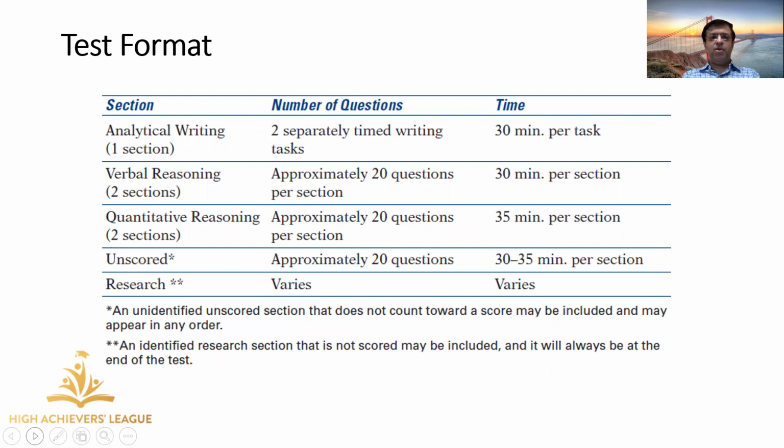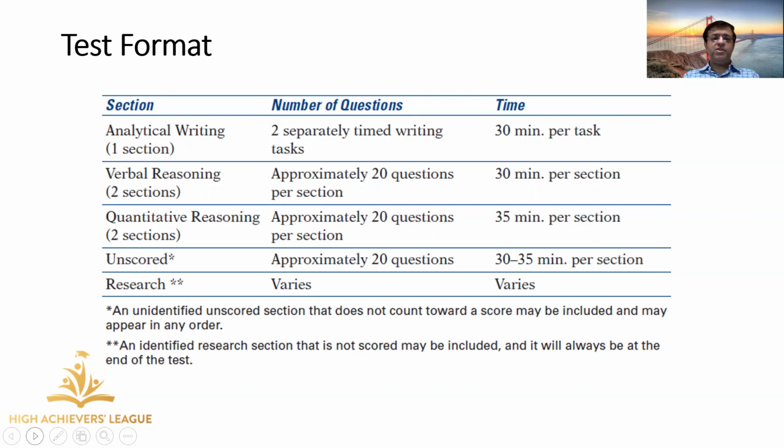Okay, so let's talk about the test format. The GRE test format involves 3 major sections. The first section is analytical writing, which is also known as the essay writing section. Here you're going to see 2 separately timed writing tasks. One of the tasks is to write an essay known as analysis of an issue. For this essay, you will have 30 minutes to type. And the other essay is called analysis of an argument. Again, you are going to have 30 minutes to type this essay as well.